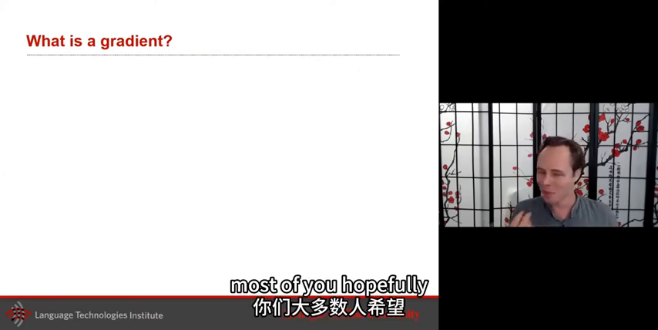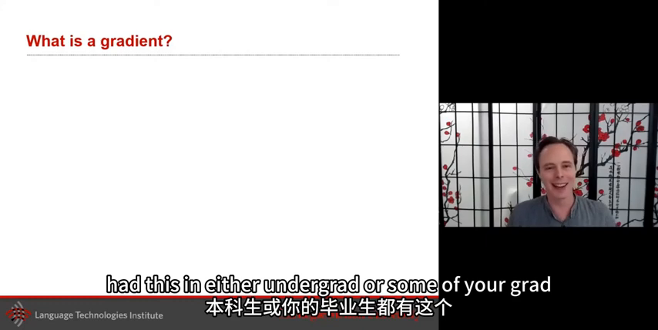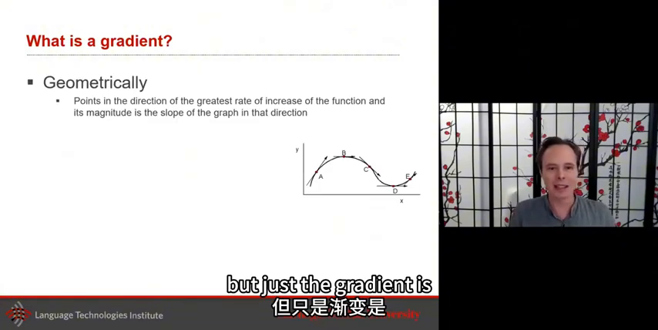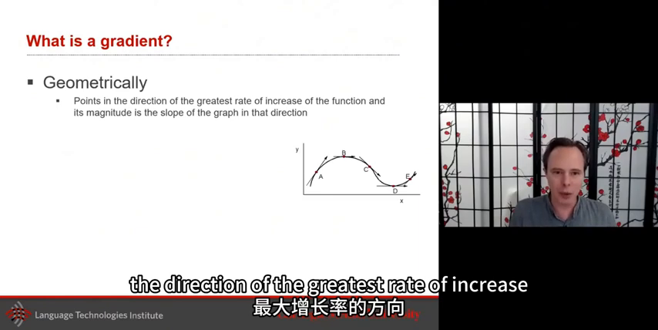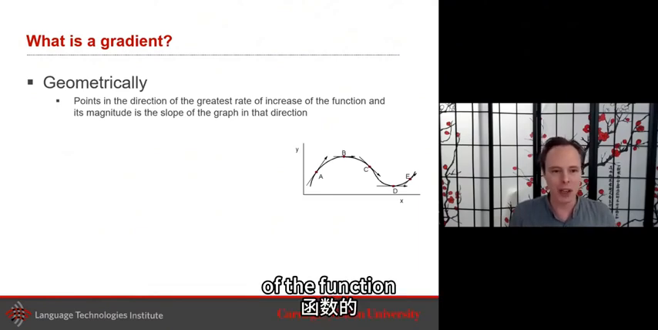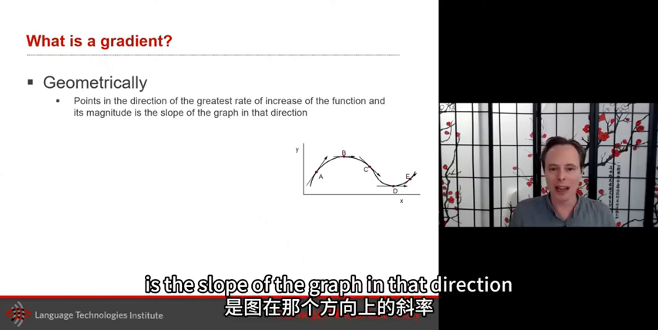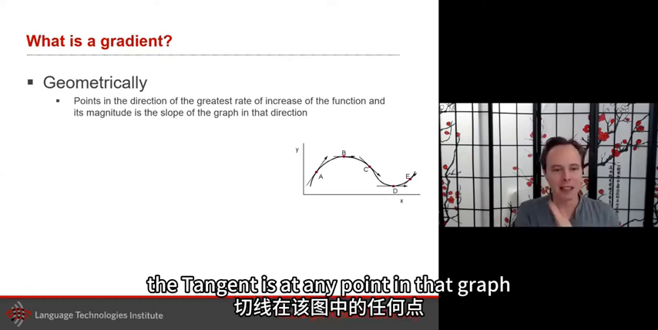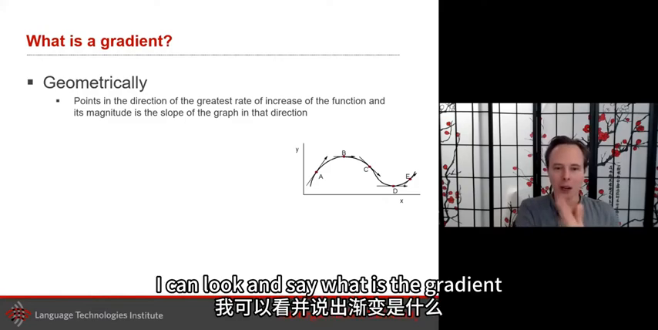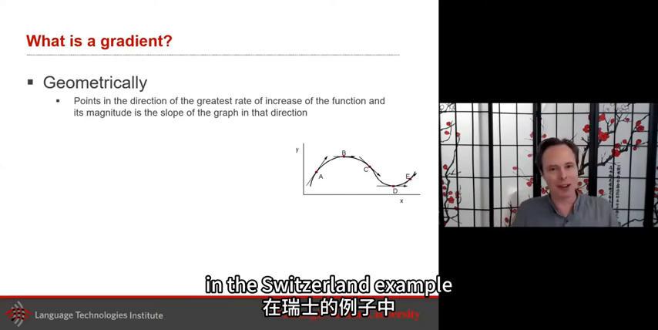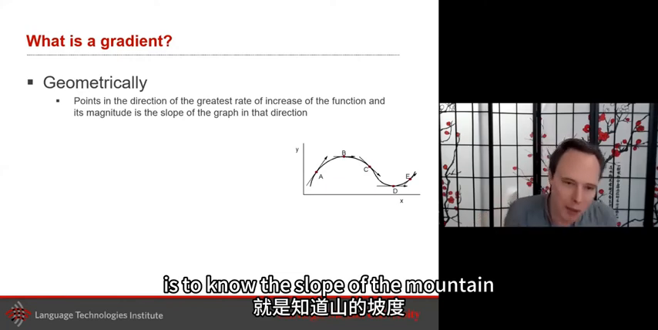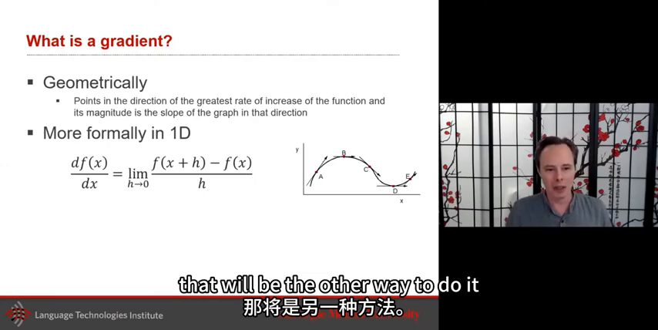I just want to, most of you hopefully had this in either undergrad or some of your grad courses before, but the gradient is this: it's the direction of the greatest rate of increase of the function, and its magnitude is the slope of the graph in that direction. Here you have a 2D graph. The tangent is at any point in that graph, I can look and say what is the gradient. In the Switzerland example, at any point it is to know the slope of the mountain. That will be the other way to do it.